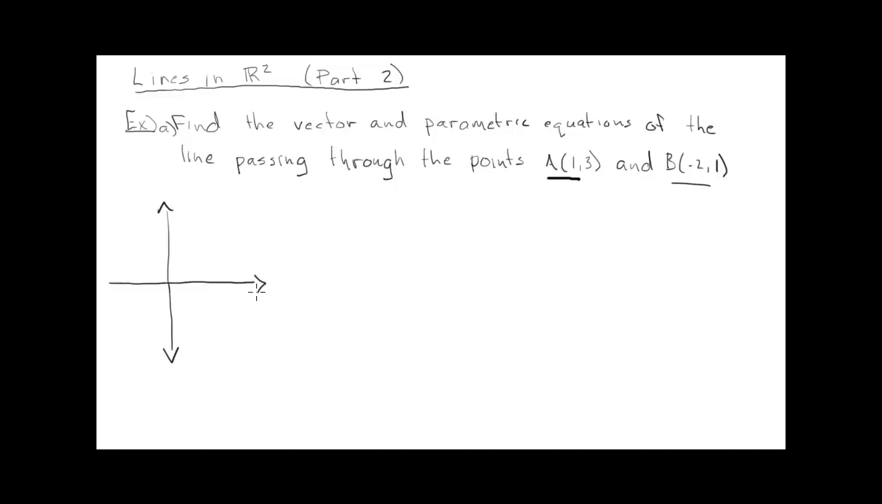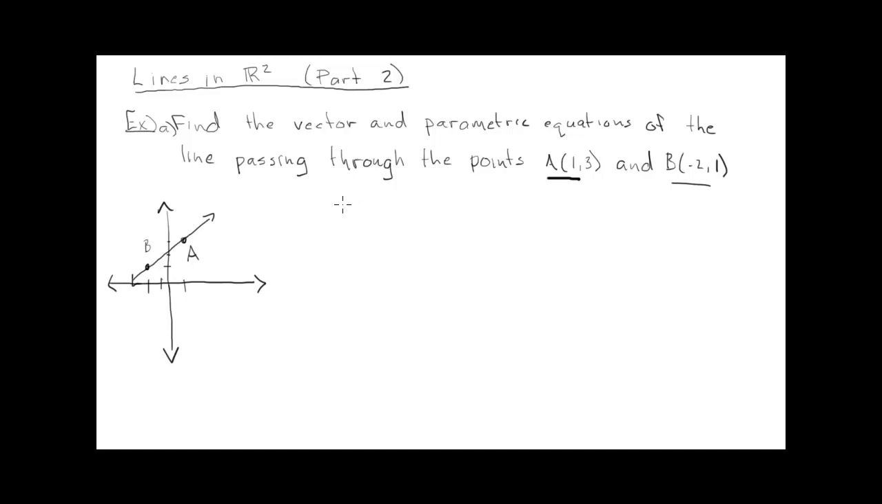Okay, so I'll plot those two points. So minus 2, 1. Really rough sketch. So that's B. And then A was 1, 3. So he's up there. So we get this line looking something like this. Okay, so now we need the vector equation.